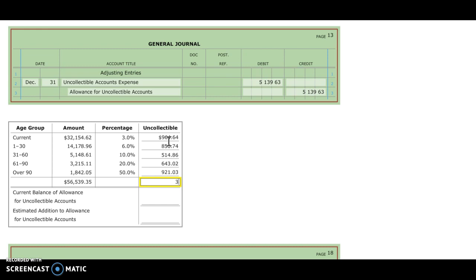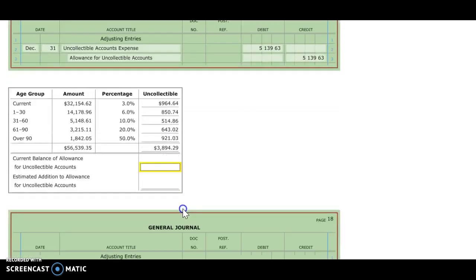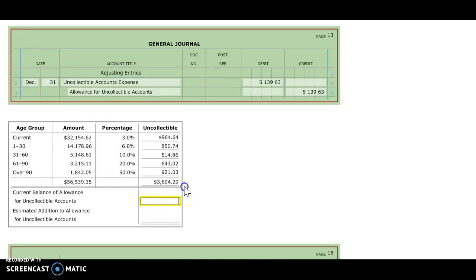Okay, so the total amount that we are estimating will be uncollectible is $894.29. Okay, then it tells us the current balance of allowance for uncollectible accounts. And it says that this is going to be a debit balance. So that's key in there that this is a debit balance. So technically it's almost like a negative number. So I'm going to write that as a negative so it puts it in parentheses for me. Because normally we're going to have a credit balance in our allowance for uncollectible accounts.